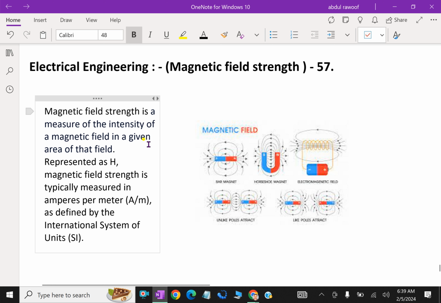Magnetic field strength is a measure of the intensity of a magnetic field in a given area of that field, represented by H. Magnetic field strength is typically measured in amperes per meter. Also, it is equal to Newton per Weber as defined by the International System of Units, that is SI units.